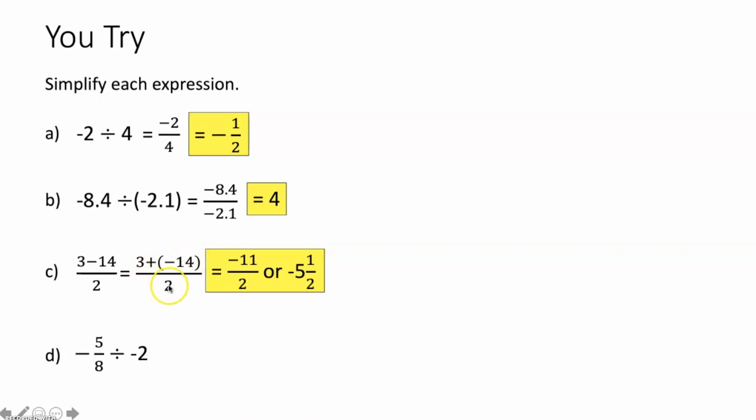And now our denominator stays 2, so our answer, our quotient, is going to be negative 11 over 2. Or if we wanted to write that as a decimal, negative 5.5. Now part D, we have negative 5/8 divided by negative 2.